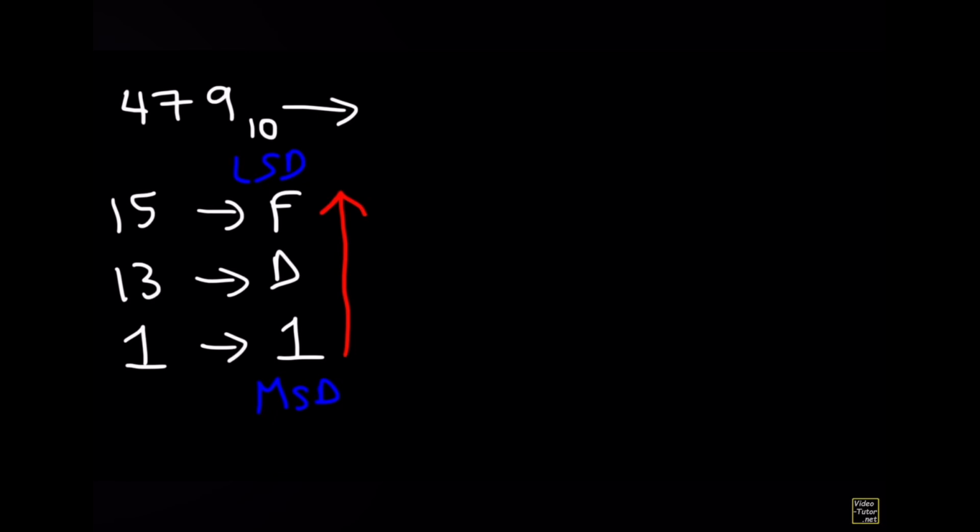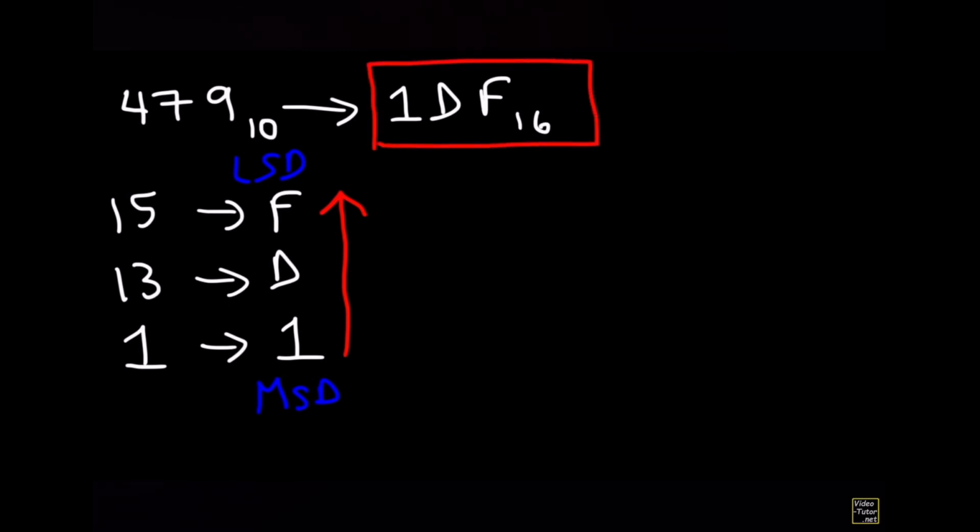So therefore, 479 in the base 10 system, as a decimal, is 1DF as a hexadecimal. So we can write a subscript of 16 to indicate that this is a hexadecimal. So that's how you can convert a decimal number to a hexadecimal number. Now, let's try another example.